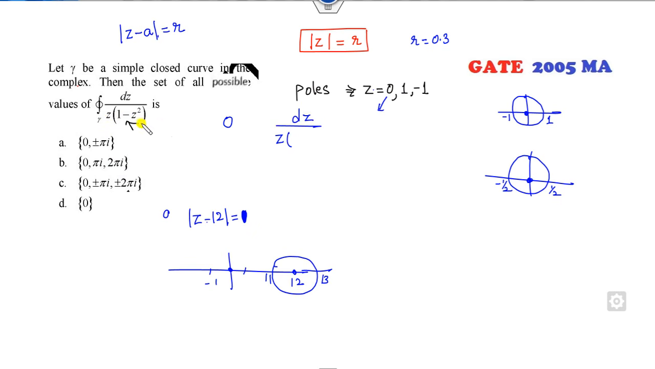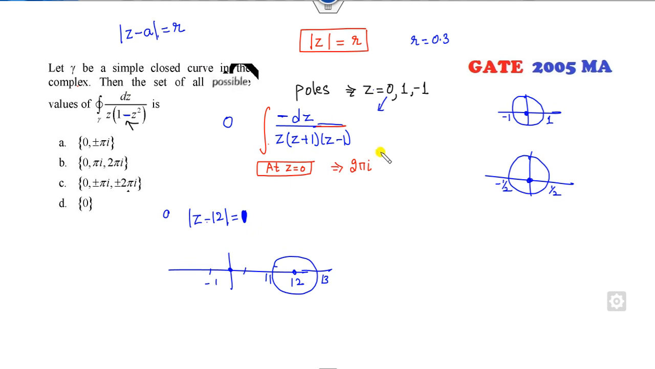I can factorize it. Because the coefficient of z square is negative, I have to make the coefficient positive, so I can take the negative as common. Make sure the coefficient of z should be positive. Fine. So what is the value? What is the residue? Or there is no need of the residue. You can see at the pole z equal to 0, what is the answer of this?